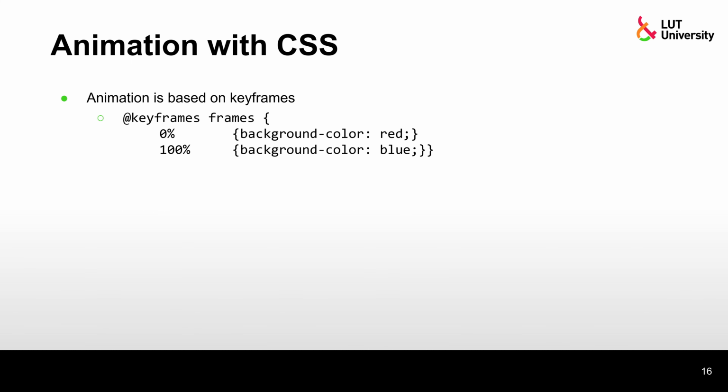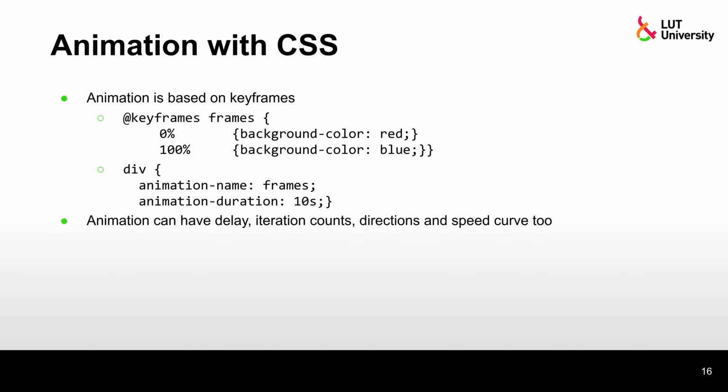In this animation case, we have 2 frames. In the first, the background color is red, and then in the end, the background color of the element is blue. These are the keyframes called frames, and then we have a div, and we define that this animation is using these keyframes, and the animation duration is 10 seconds. So in 10 seconds, the element will have a background transition from red to blue.